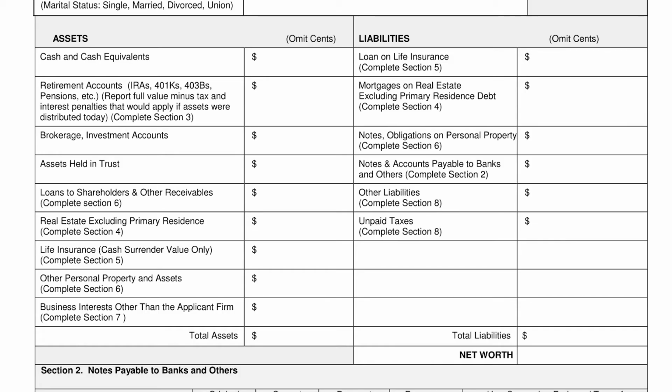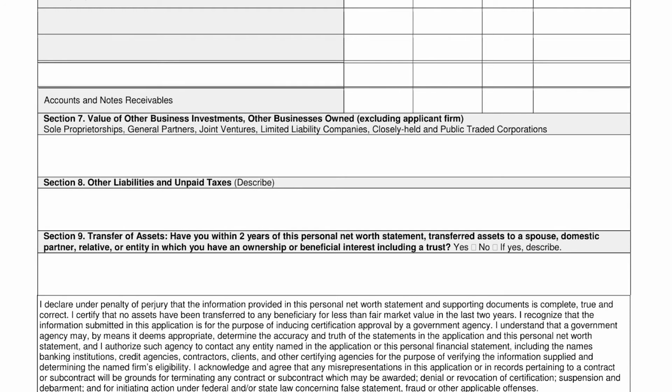Other business interests other than applicant firm. On page 1, enter the total value of your business investments, excluding the applicant firm. In Section 7 on page 3, enter information concerning the business you hold an ownership interest in, such as sole proprietorships, partnerships, joint ventures, corporations or limited liability corporations other than the applicant firm. Do not reduce the value of these entries by any loans from the outside firm to the DBE or ACDBE applicant business.